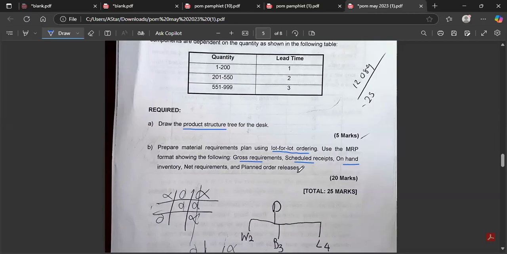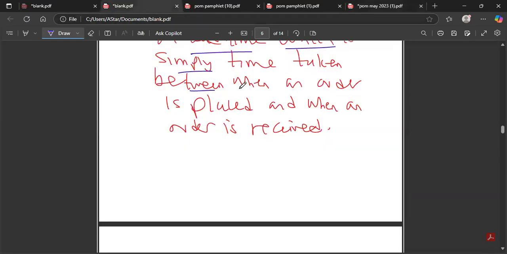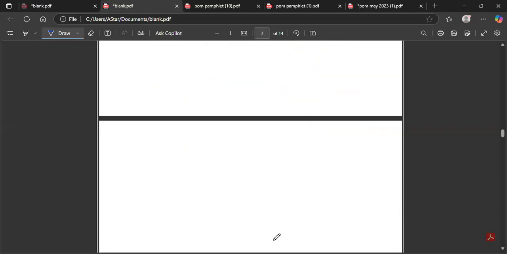What you need to do here is a structure tree. How do we do a structure tree? ASM Manufactured Wood Products has gotten a contract to manufacture school desks under the CDF management. Each desk is assembled using three components. This one is very straightforward. So each desk is assembled using, and you're going to do the solution on this one.